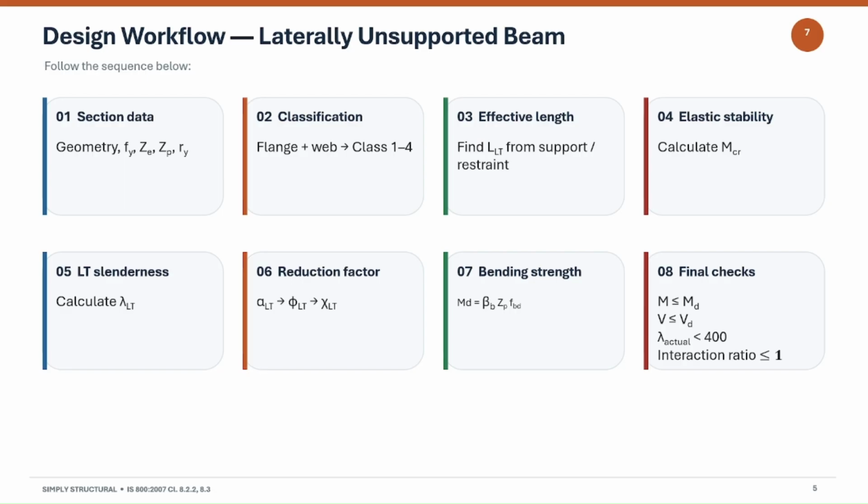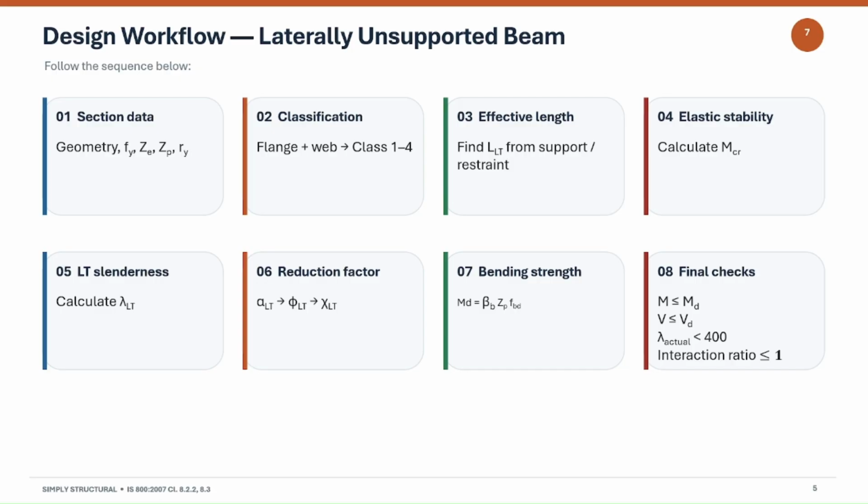Then we calculate the slenderness ratio lambda LT, and if my slenderness ratio lambda LT is less than 0.4, then we treat that beam as laterally supported, and if it is more than 0.4, then we will design as per laterally unsupported beam. Based on that, we calculate the reduction factor xi LT. Finally, we calculate the design bending moment MD, and then we perform the design checks. So we perform 4 checks: the bending moment check, shear check, slenderness ratio check, and finally the interaction ratio check.